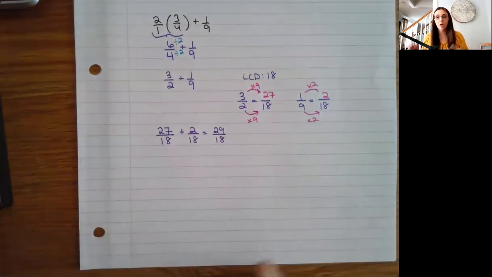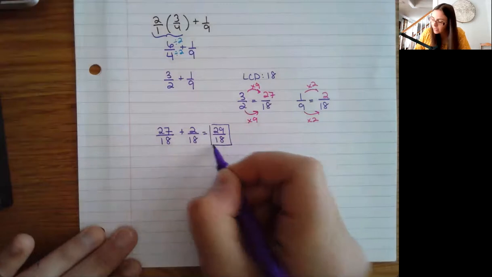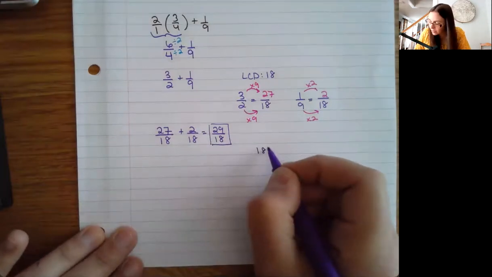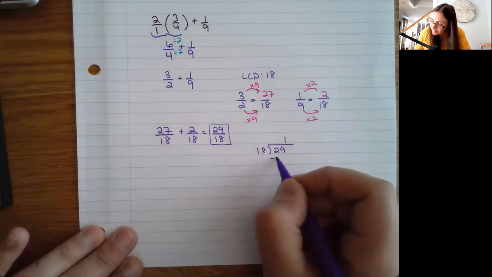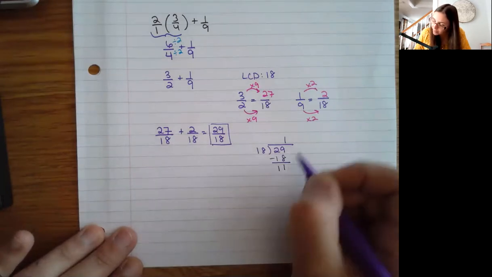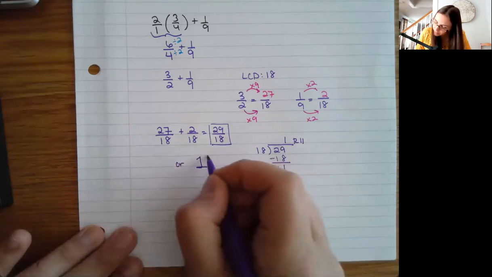Now I'll let you guys try this at home, but it is actually simplified. So we could leave it like this. If you don't like it like that, though, you could always divide it and make it a mixed number. It goes into 29 only one time, and I have a remainder of 11. So I could also write this as 1 and 11 over 18.